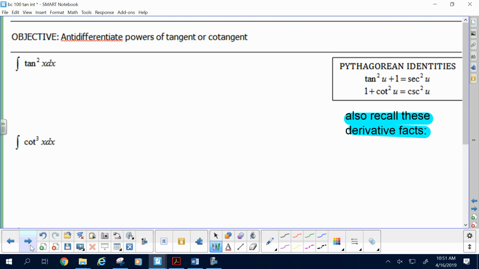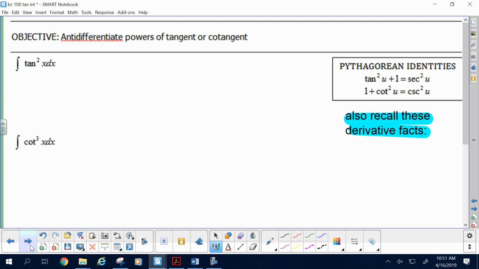Now, something we haven't played with a lot is powers of tangent and cotangent. Now, you will need to draw in a couple different fields of knowledge. First of all is identities. You're going to need to know your Pythagorean identities. Tangent squared plus 1 is secant squared, and 1 plus cotangent squared is cosecant squared.